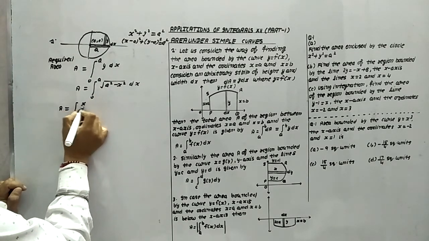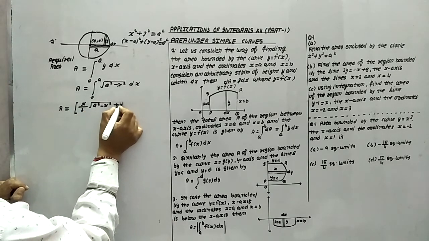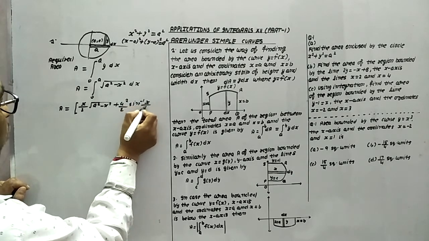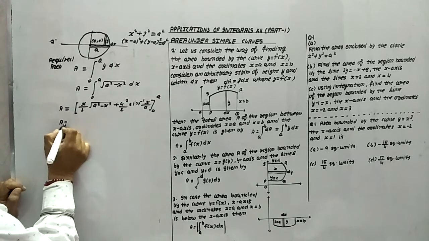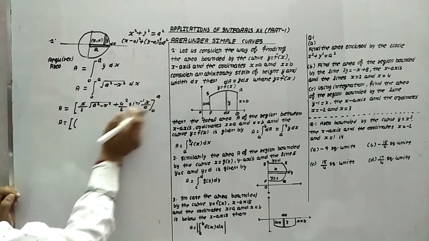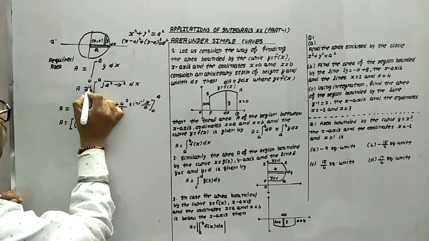What is the integration of this? It is x upon 2 times the square root of a square minus x square, plus a square by 2 times sine inverse of x upon a, and this is integrated from 0 to a. Now first of all the upper limit. In case of the upper limit, we put x equal to a. It means this is 0 plus a square by 2, and 4 times of this thing.